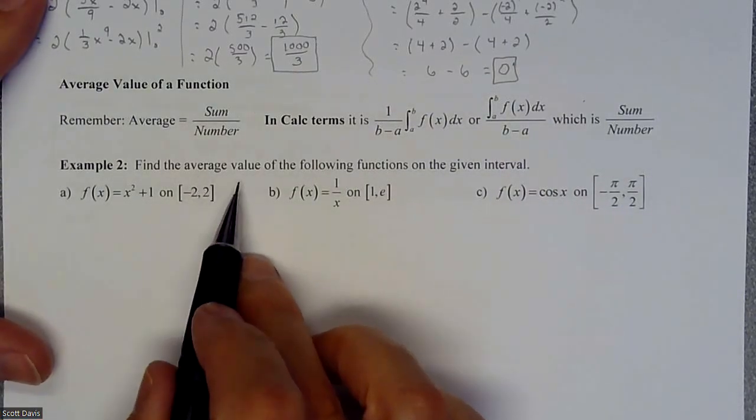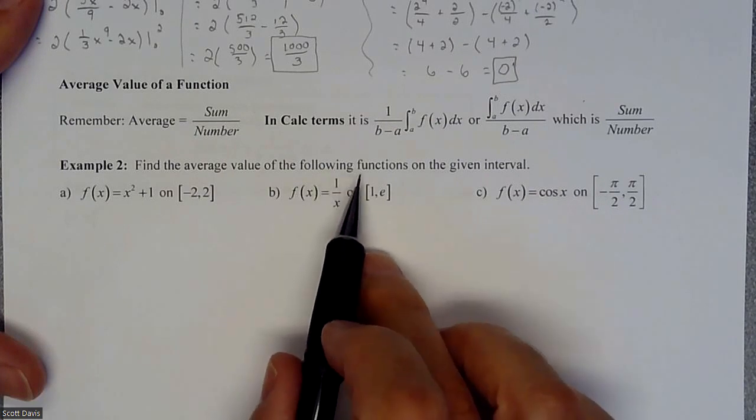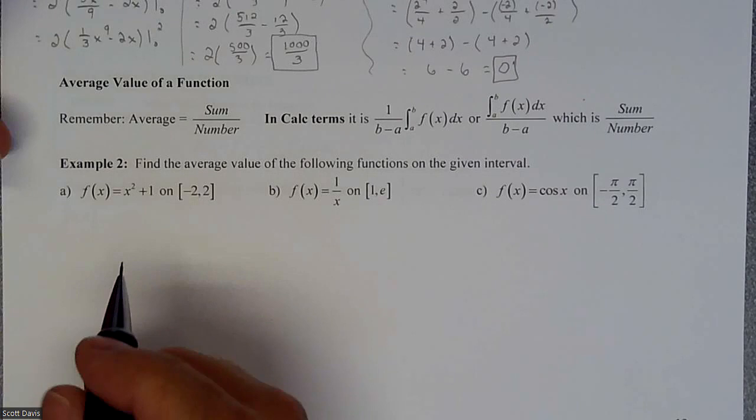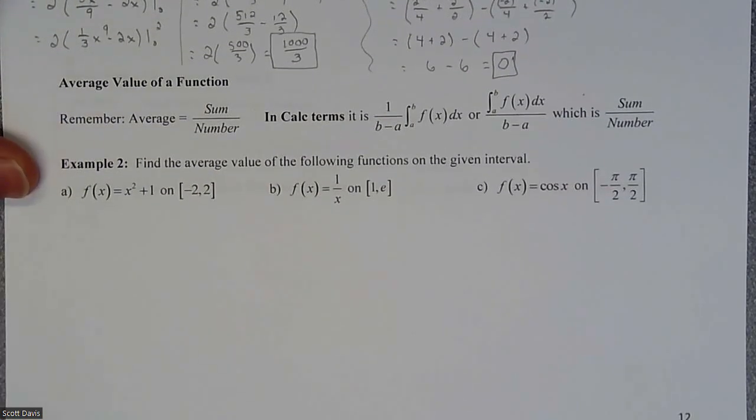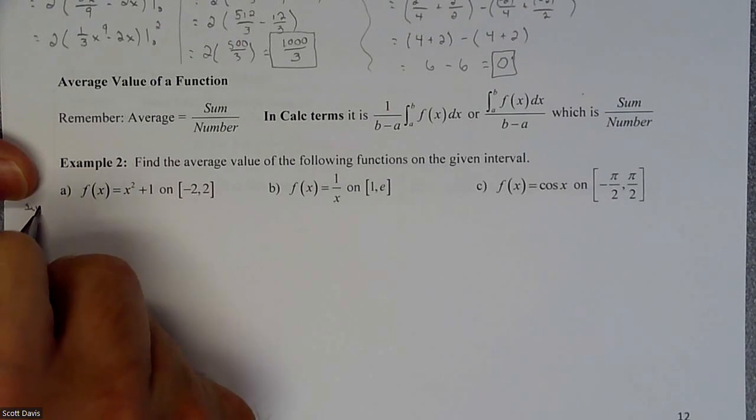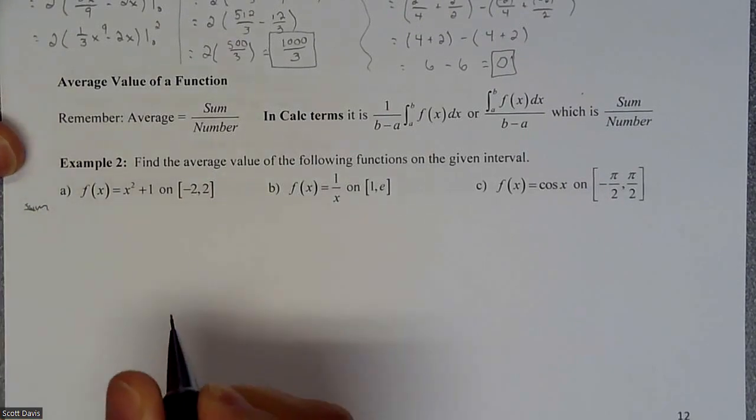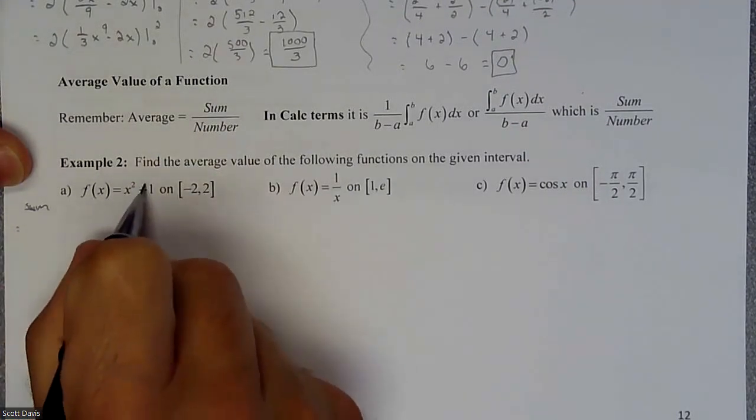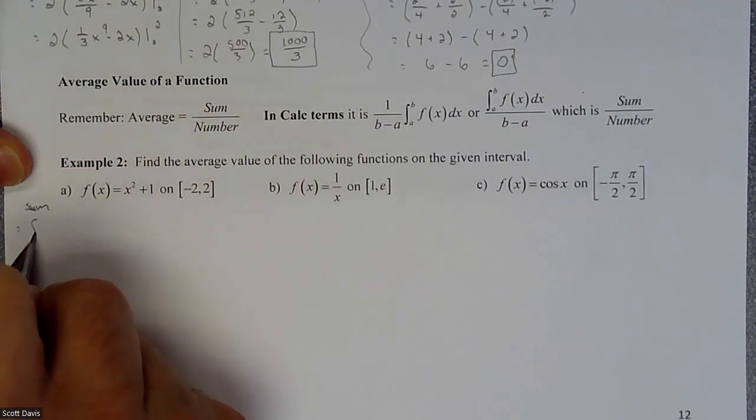We're going to find the average value of the following functions on the given interval. We're going to do two things. We're going to start with finding the sum. For us, finding the sum is doing the area under the curve from -2 to 2.